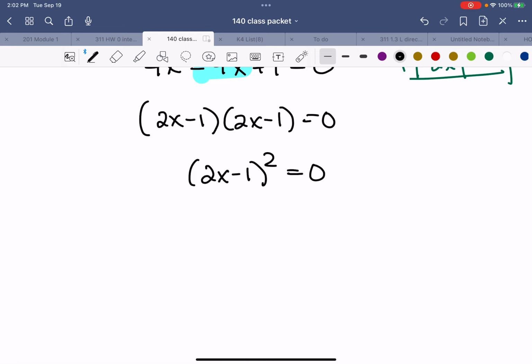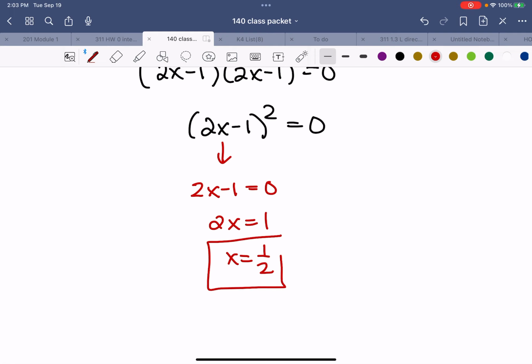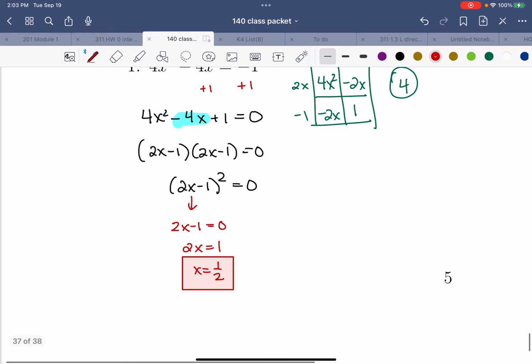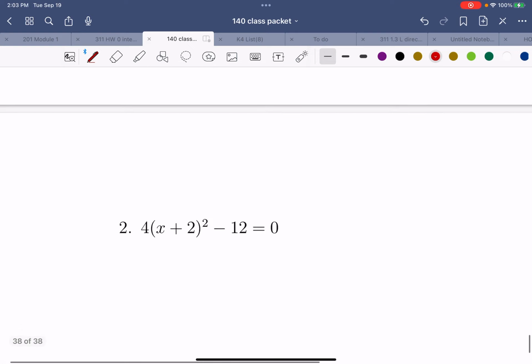And then all I have to do is take what's inside and set that equal to 0. So 2x minus 1 equals 0. Add the 1 to both sides to get 2x equals 1. And divide by 2 to get x equals 1/2. Okay, now in this case, this is one repeated root. So anytime you see that I have this perfect square, that's going to give me one repeated root. Okay, on to number 2.